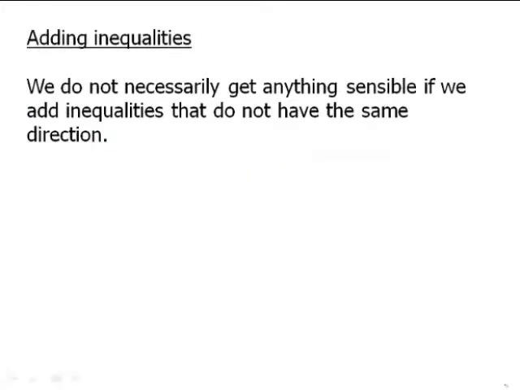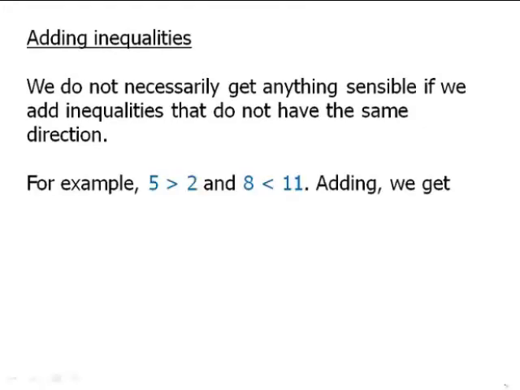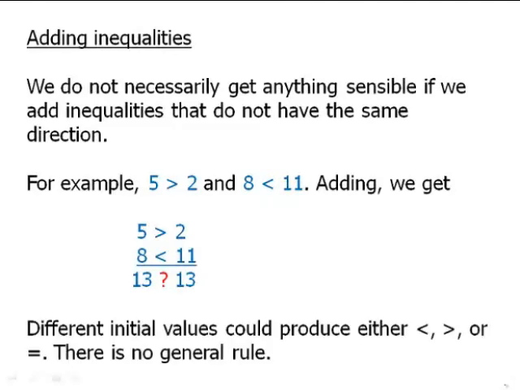We do not necessarily get anything sensible if we add inequalities that do not have the same direction. So for example, these two inequalities, now we flip one around so they have opposite direction. Adding these, we get 13 on both sides, and in fact that's not an inequality at all, that's in fact an equation. And if we pick different initial values, we could produce a sum that would either be greater than, less than, or equal to. And so it means that there's no general rule. When you start adding inequalities where the sign is pointing in opposite directions, basically you get mathematical nonsense. There's no way to predict what you're going to get.